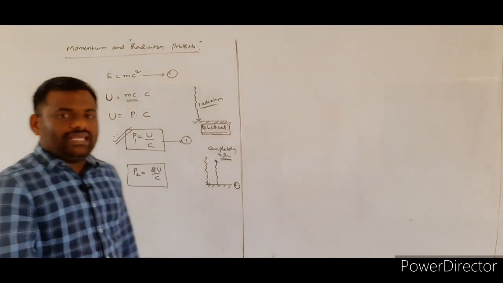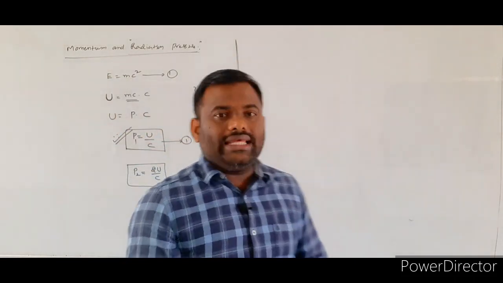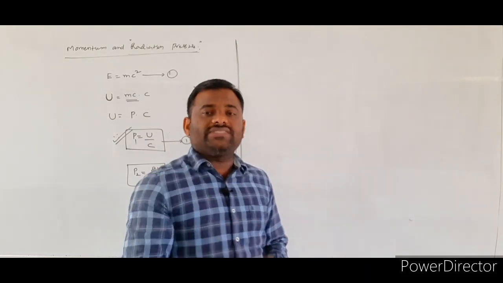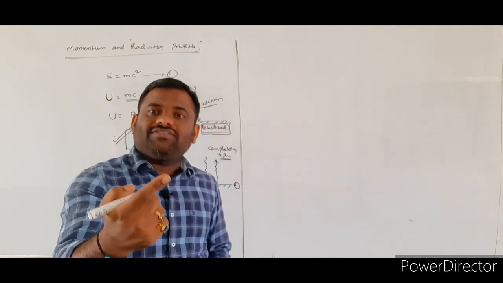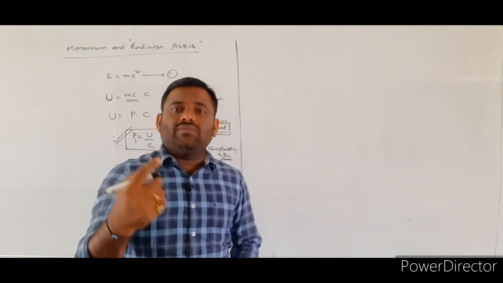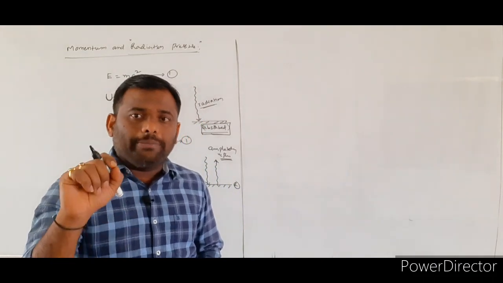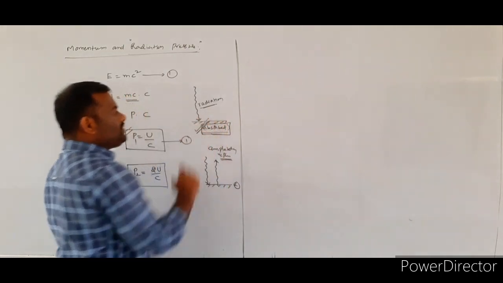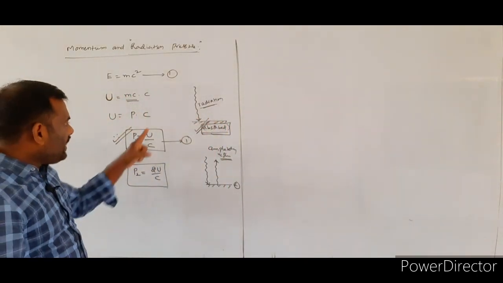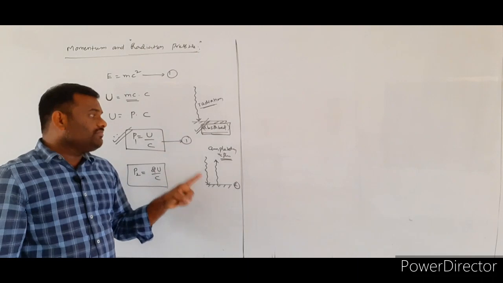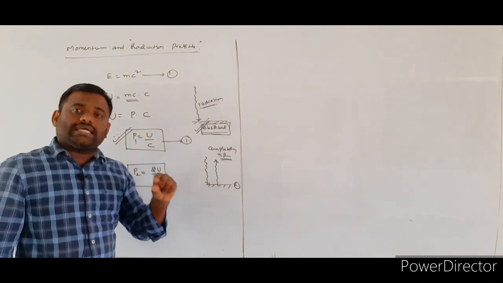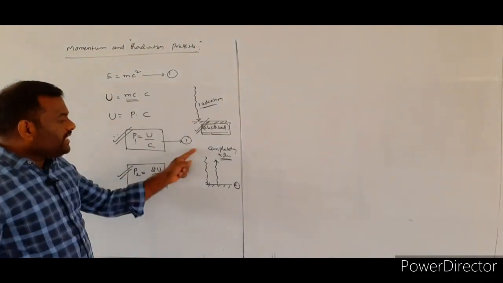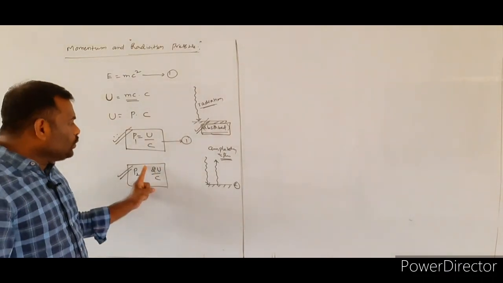Already we know that in the case of collisions, whenever a body strikes a vertical wall with a velocity v, the momentum transferred is equal to mv. Whenever it is reflected back with the same speed, the change in momentum is 2 into m into v. The same phenomenon we apply here. Whenever the radiation is completely absorbed, the momentum transferred is U by c. Whenever the radiation is completely reflected back, the momentum transferred from the radiation to the surface is 2U by c.